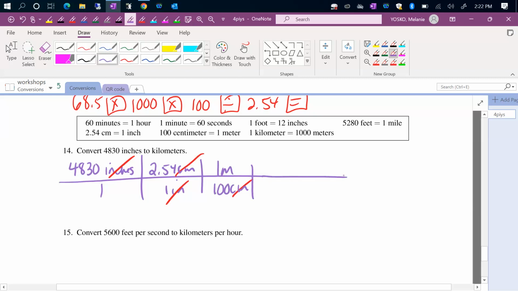1 kilometer on top and then 1,000 meters on the bottom. And then the meters cancel. Does that seem reasonable? Okay, so what do you get? Kilometers. Units are now kilometers, perfect, that's what we wanted, right? Yes.